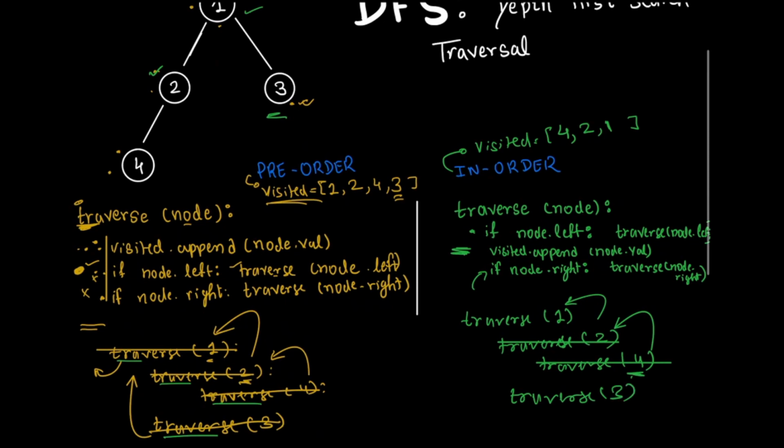Does that node have a left child? No, it doesn't have one. Then I'm supposed to update the visited array, so I'll append it with the value of 3. And does that have a right child? No, it doesn't have one. So we are done, and we come back to this function. And when we come back to this function, we find ourselves on the very last line, so we are almost over. So we are over with this function and we come out.